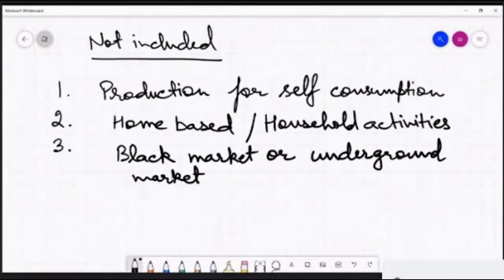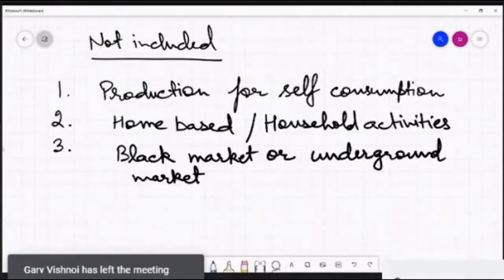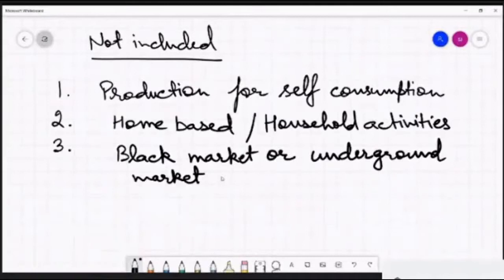Another important one is the black market or underground market. So all the black market activity. Now, how do you consider an activity to be a black market activity or a legal activity? For any transaction, if there is no bill, no registration number, no tax paying number, then it is really considered black market.